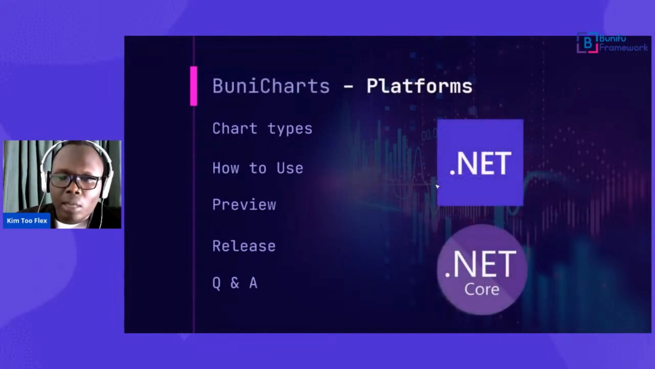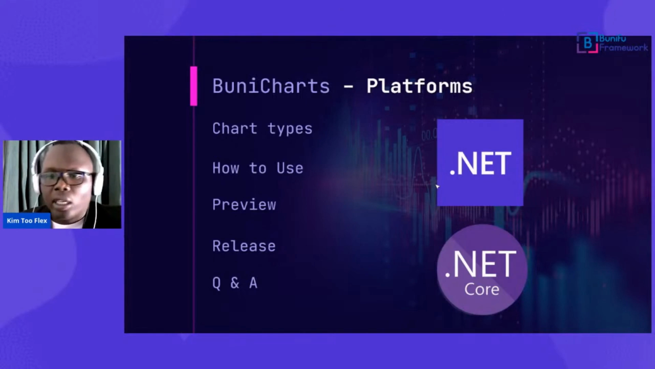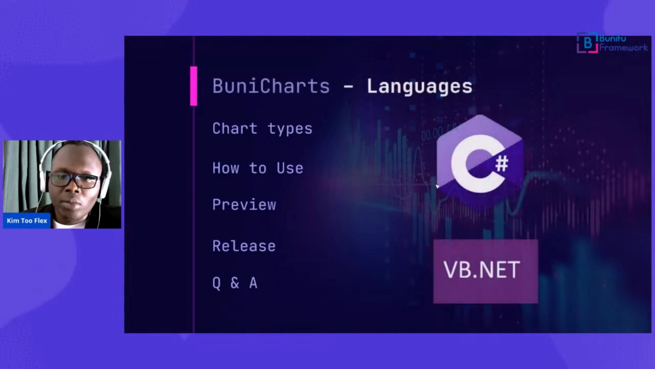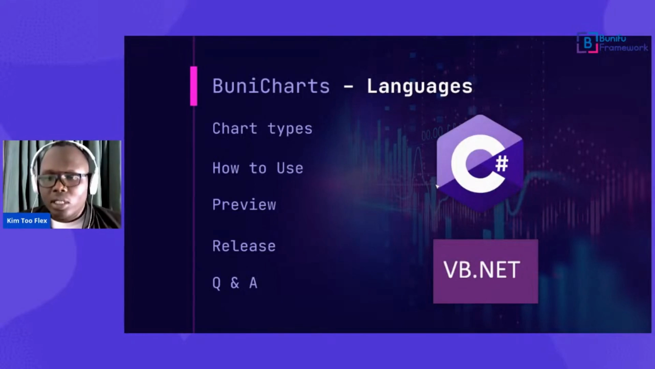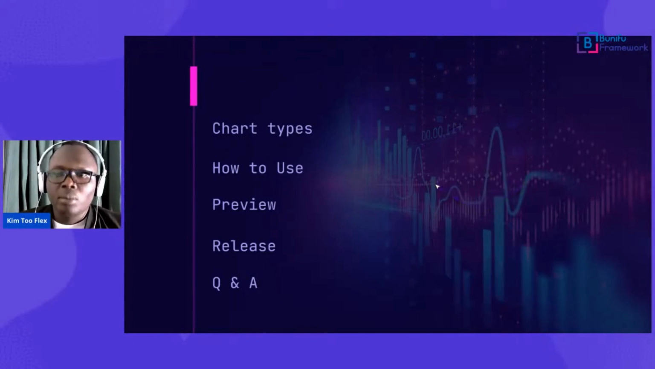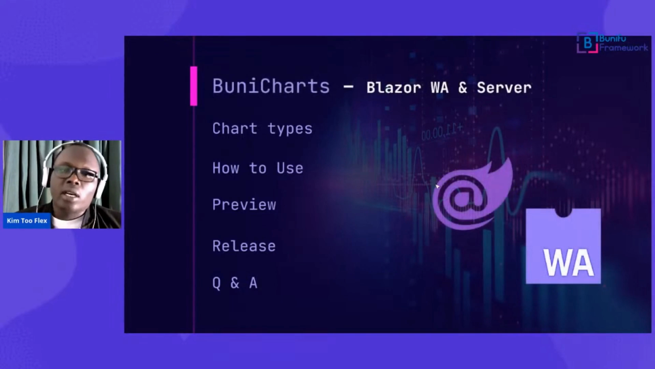At the moment, we are targeting .NET in general, and we recently ported the library to run on .NET Core, which is .NET Core 3.1 and the newly released .NET 5. Now that we run on the .NET platform, we support these languages, C# and Visual Basic .NET. Also, we are looking forward to supporting Blazor, Blazor Server and Blazor WebAssembly.